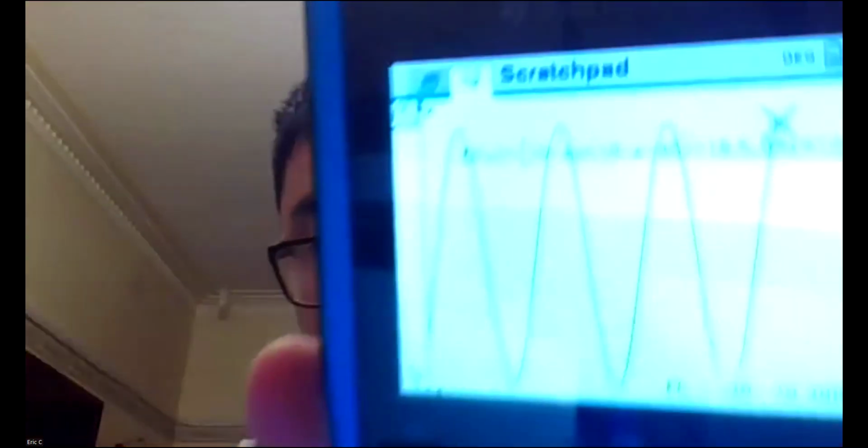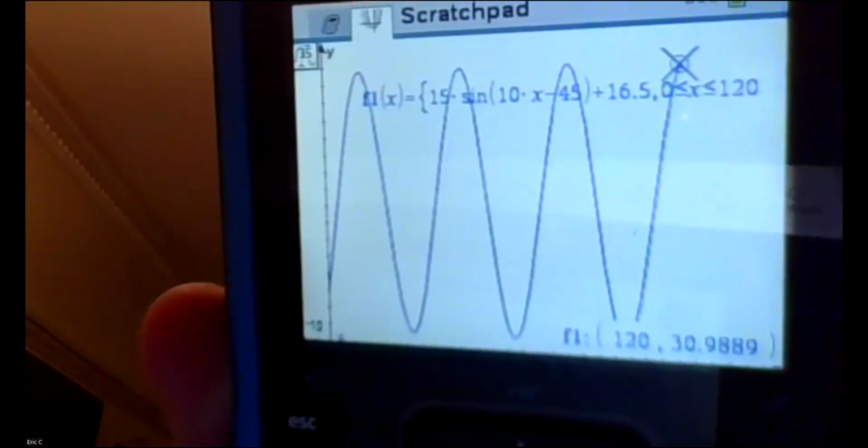So we can quickly put that in to our graph. It's at 5.89. And then for x equals 120, we can type 120. So you can put 120 here, press enter. And here we can see the endpoint is at 30.99. So I can put 120 and 30.99.